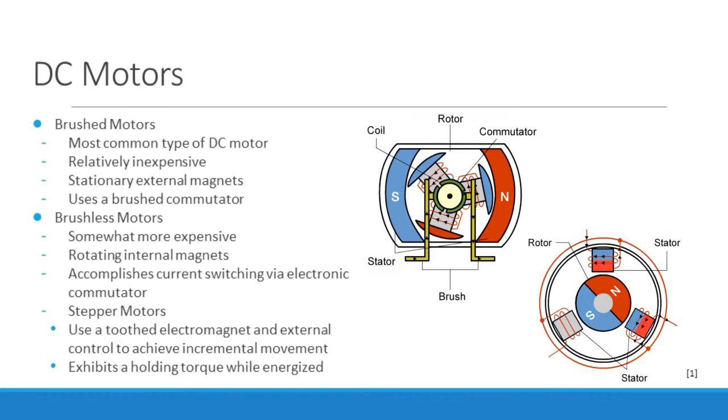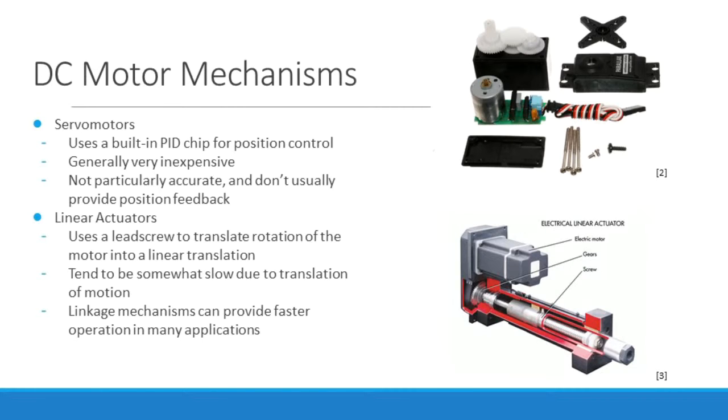Stepper motors are a class of brushless motor which utilize a toothed electromagnet designed to achieve incremental, rather than continuous, movement. These motors exhibit a holding torque when energized but stationary. DC motors are available in a wide variety of pre-packaged mechanisms which are useful for many applications.